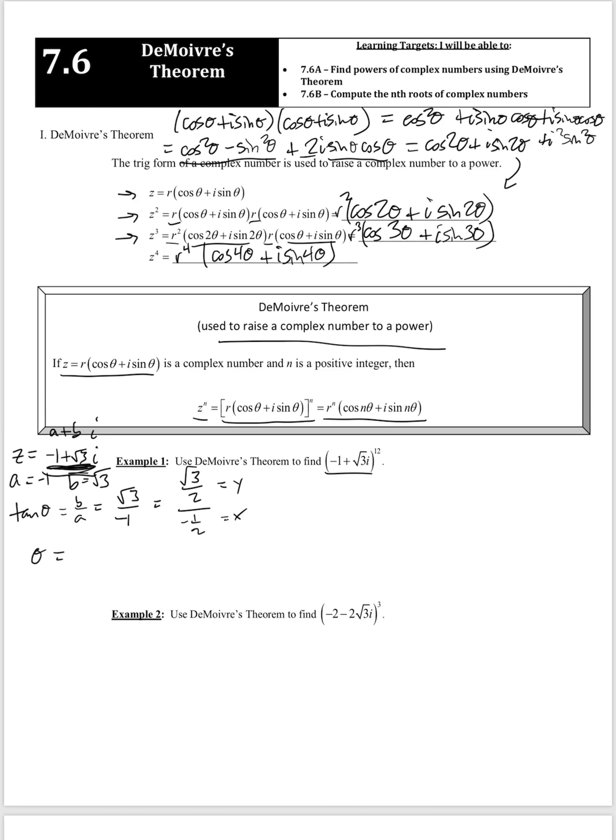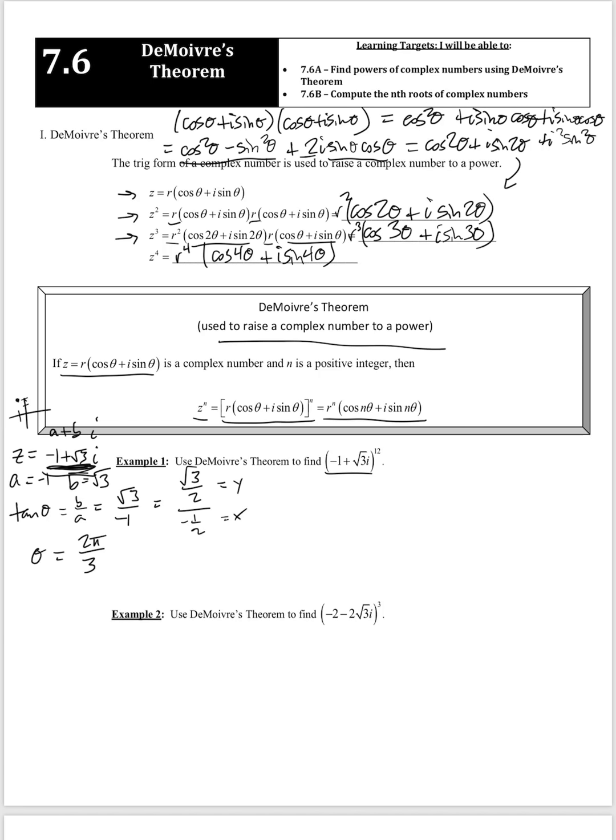If we think about plotting this on the complex plane, -1 and then up whatever radical 3 is, that's actually in the second quadrant. So we know that this has to actually be 2pi over 3. And again, I know that's kind of a leap. This is just getting more comfortable with the unit circle and understanding how all these trig functions fit together. So theta is 2pi over 3.